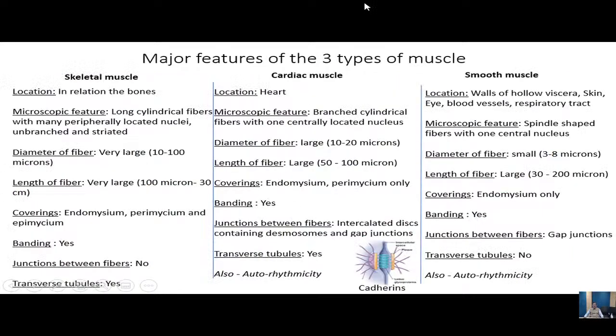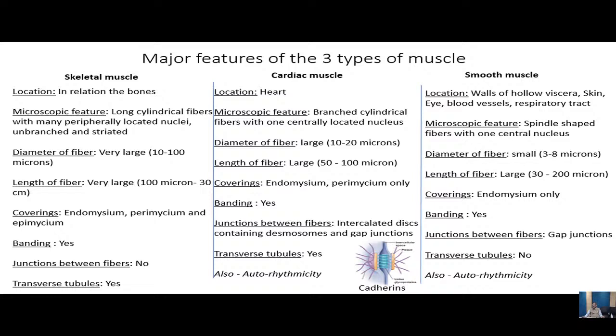So let us now put these three muscle types side by side and see how they compare to each other. Major features of the three types of muscle: skeletal muscle, cardiac muscle and smooth muscle. Now let us look at the skeletal muscle. Where is the location in relation to bones? Where is the cardiac muscle present? Location: heart. Where is the smooth muscle present? I have already told you it is present in the respiratory tract. You can correlate it with asthma in the patients.